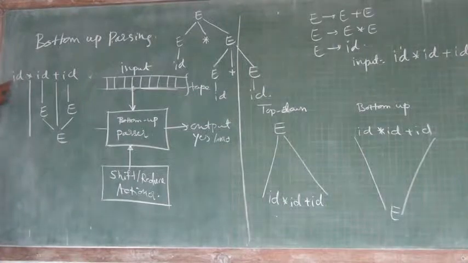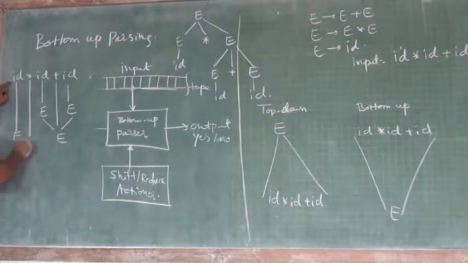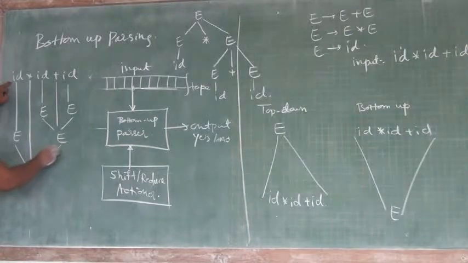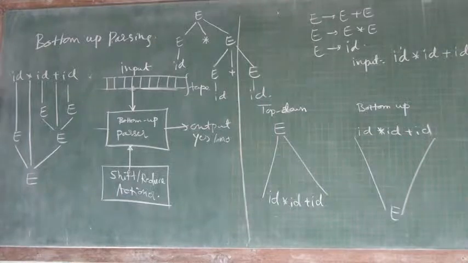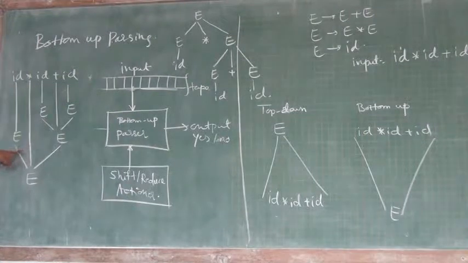And further we move to the next plus, and after that we move to this id. This id I reduced to E, and this E and this plus and this E reduced to what? E. Are you able to see? Do you see that it is exactly the opposite of this?